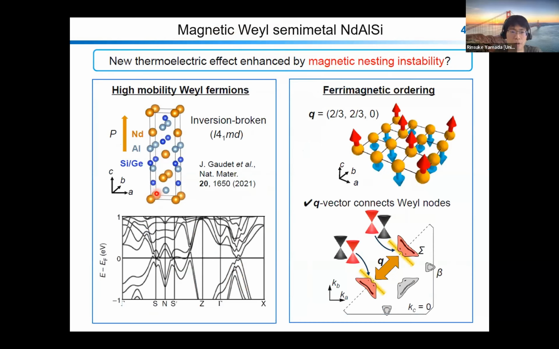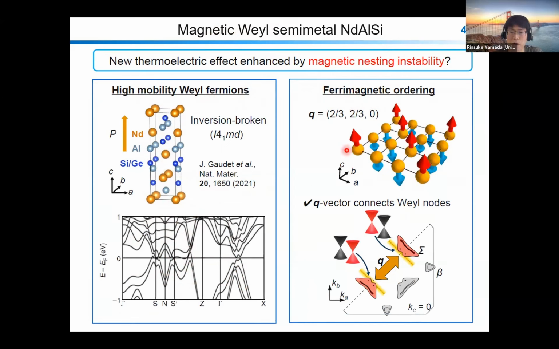This material has a tetragonal crystal structure as shown here, and it breaks the inversion symmetry, resulting in the topological Weyl semimetal state in the band structure. It enables us to observe high mobility Weyl fermions in the transport properties. If we turn our attention to the magnetic properties, neodymium aluminum silicide shows ferrimagnetic ordering at low temperature.